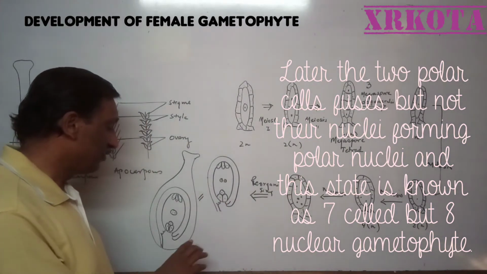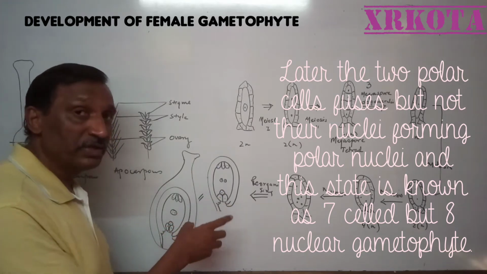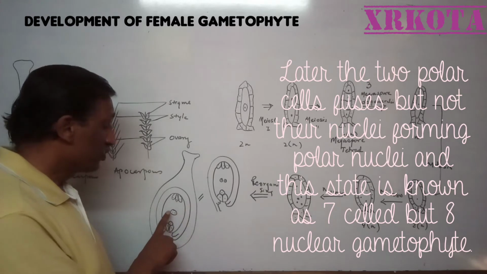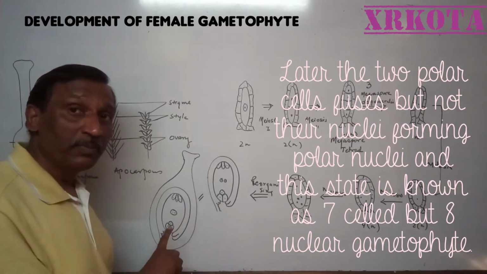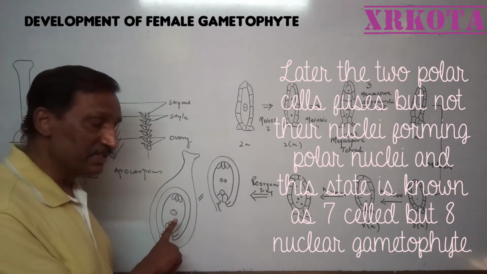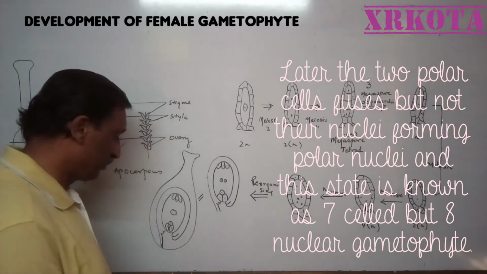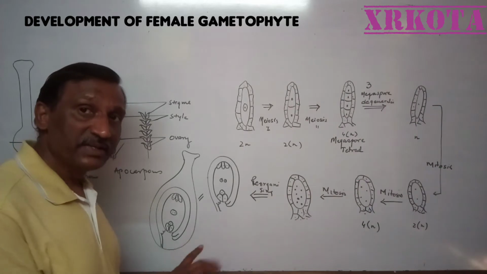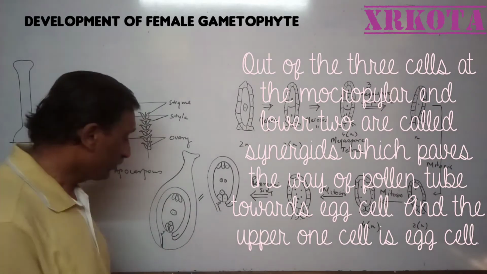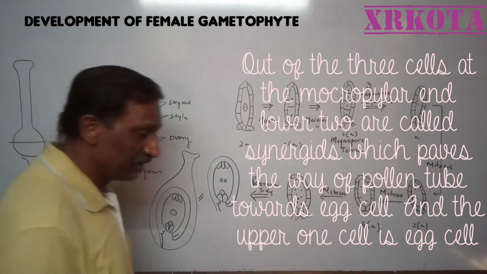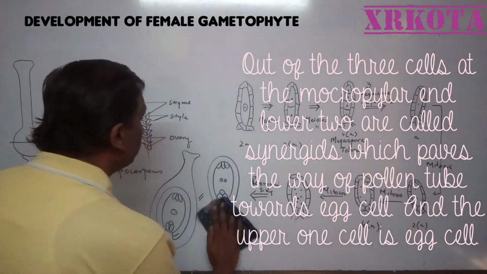On further development, the 2 polar nuclei fuse together and come into one cell. So the 2 haploid nuclei make a single cell. Finally, when the female gametophyte is developed, it has 7 cells but 8 nuclei. And the structure is somewhat like this. Let me rub it out and label them.